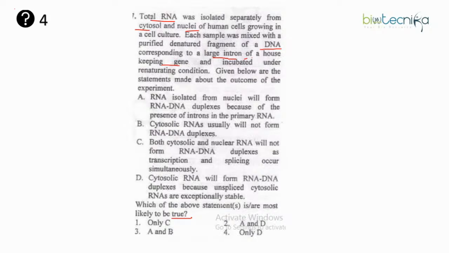And you have taken out the total RNA from cytosol and nuclei. So is there any difference between the cytosolic RNA and the nuclear RNA? That is the main concept that you need to understand here. And for that, you need to study the post-transcriptional modifications. That will involve your splicing, your capping, polyadenylation, right? Though over here, splicing is the main idea. So again, anyone wishes to give me the answer?